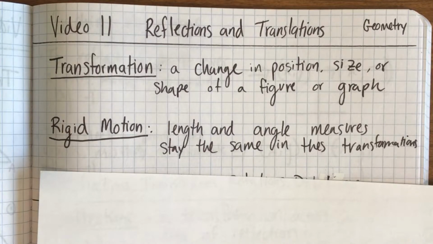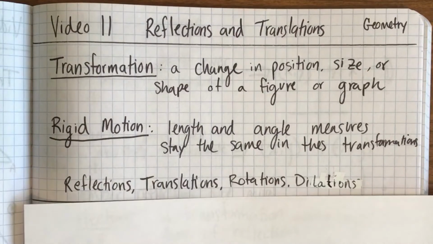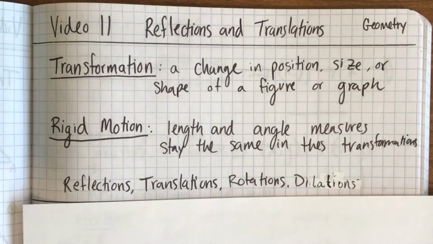This is video 11 for geometry, and we're going to be introducing transformations and really diving into reflections and translations. So first of all, what are transformations? Well, it's just a change in position, size, or shape of a figure. So they can be changing in a left to right direction, up or down. We could make it bigger, smaller. We could flip them, but those are transformations.